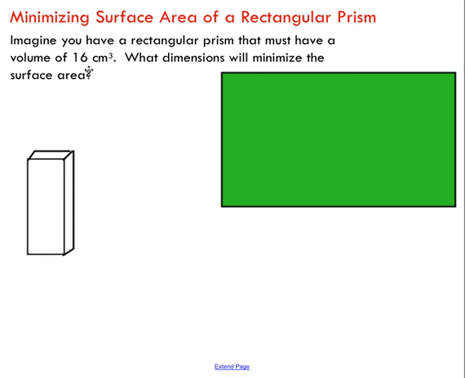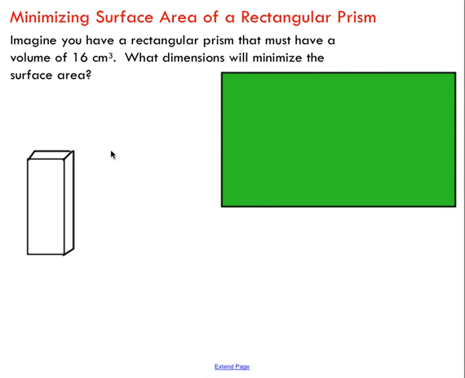If we know that we want to have a fixed volume of 16 centimeters cubed, the question is what dimensions will minimize the surface area? So what will make this thing have the least surface area but still have a volume of 16 centimeters cubed? Now the answer to this question lies in our last lesson.